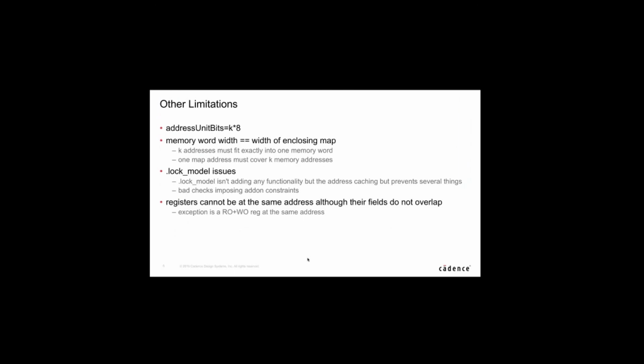Some more limitations. Registers cannot be at the same address, even if their fields do not overlap. So you cannot have a register at address 0 occupying the first 8 bits, and another register sitting at address 0 occupying bits 8 to 15. Even if they do not overlap, it won't work. The exception is a read-only, write-only pair at the same address, which is hard-coded in UVM. Wide memories with a smaller data path than the bus also won't work.